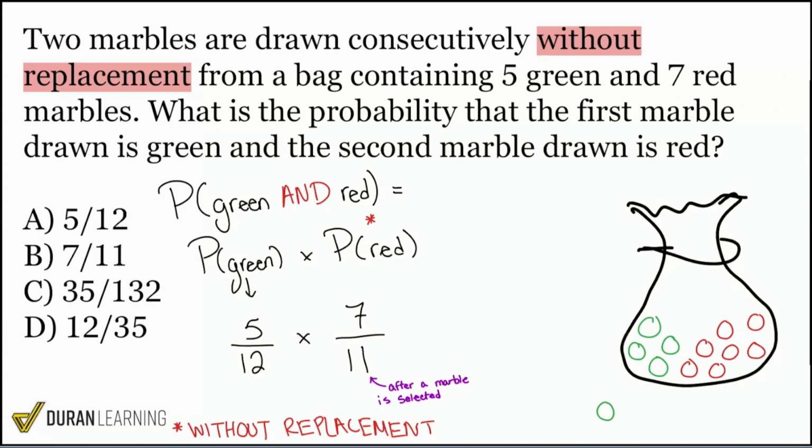Once we're here, we are ready to multiply. And once we multiply, we will have our answer right away. Everyone, 5 times 7 gives us, correct, that'll give us 35. And then 12 times 11, what will that give us? Correct, 132. And there we are. We have 35 over 132, and that is our final answer. It is C. And there we go.